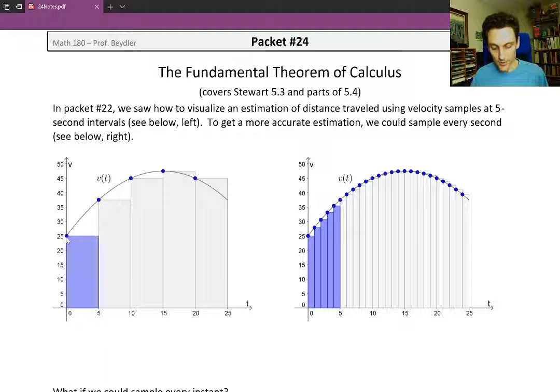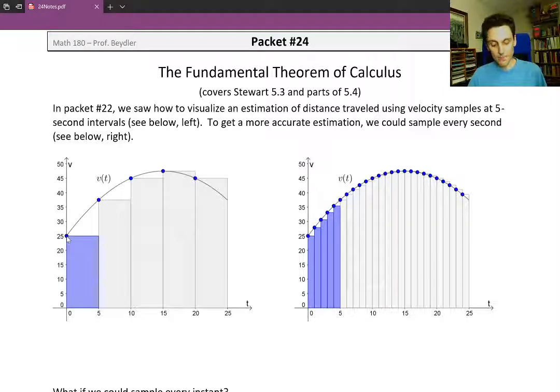So at t equals 0, we have a velocity of 25 feet per second. And then at t equals 5, we have a velocity of maybe like 37 or 38 feet per second. I can't remember what it is off the top of my head. Now there's actually velocity values in between those time values. We just took sample readings. So there's some kind of smooth, continuous velocity function that's going through these sample velocity readings, going through these points. But all we have to work with are those sample velocity readings.